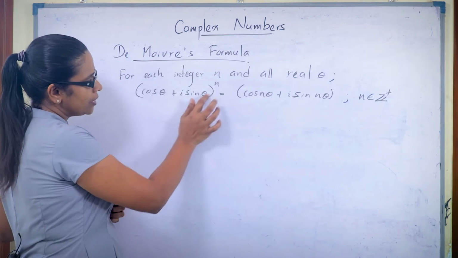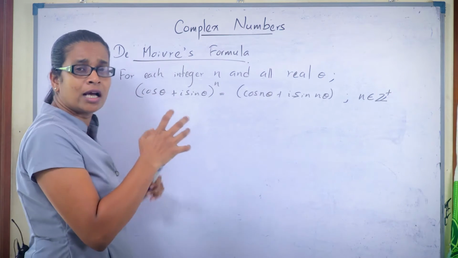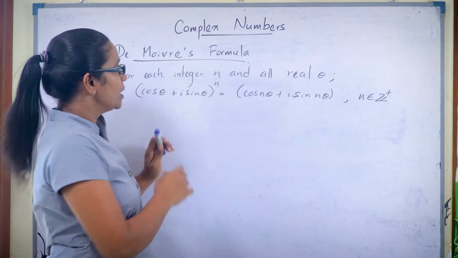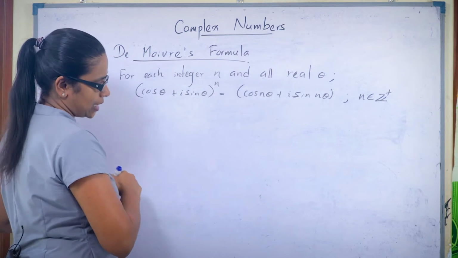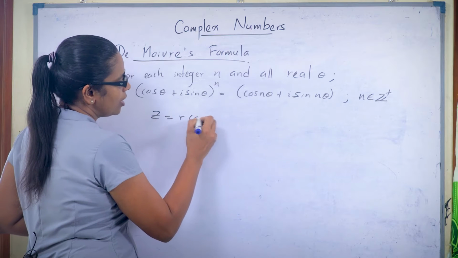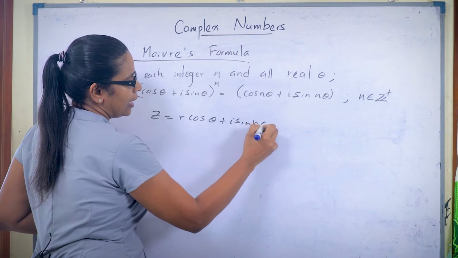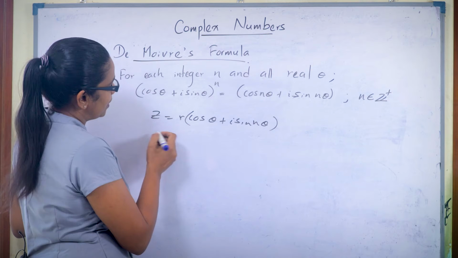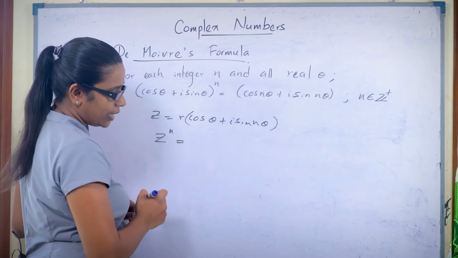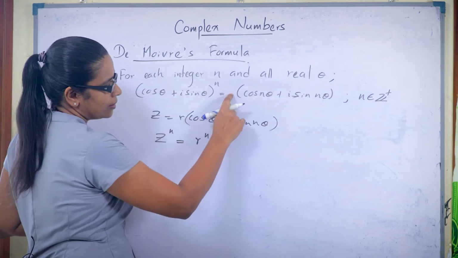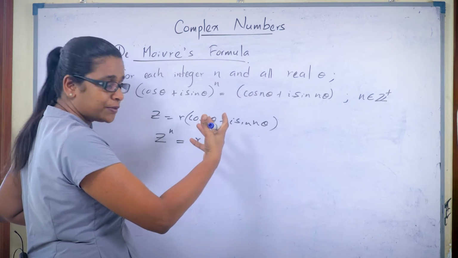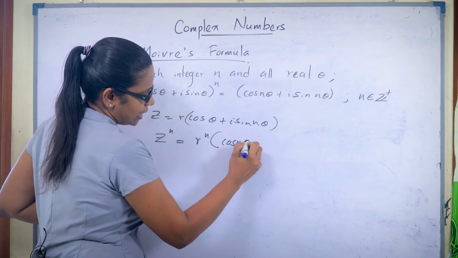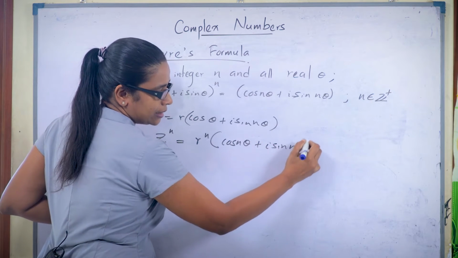So look at this format, cos theta plus i sin theta. You are familiar with this notation because this is the polar representation of a complex number. So you can write a complex number z equal to r (cos theta plus i sin theta). So z^n you can write as r^n. This r value means the modulus of the complex number. This power n should go to the modulus, and inside the bracket cos n theta plus i sin n theta.